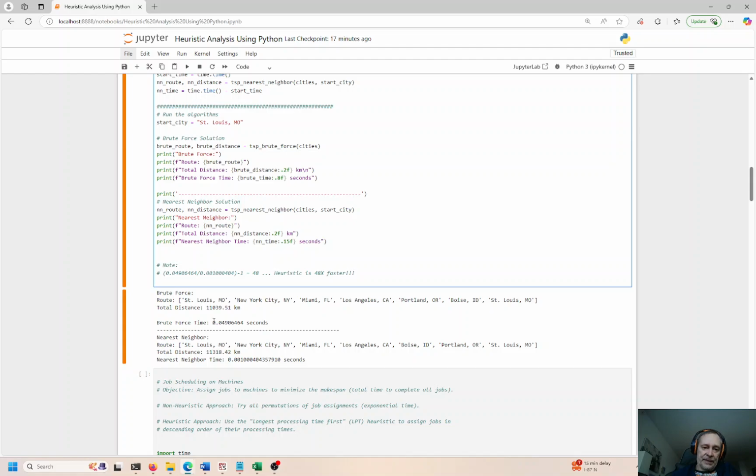So 48 times could be substantial. If this brute force method takes, I don't know, I'm just saying an hour, this could take just over a minute. If this takes 48 hours to complete, this would be done in 1 hour, right? So if you can do your job in 48 hours versus 1 hour, which would you pick? I would pick the 1 hour, okay?